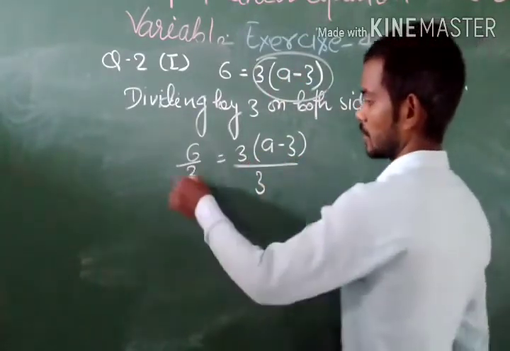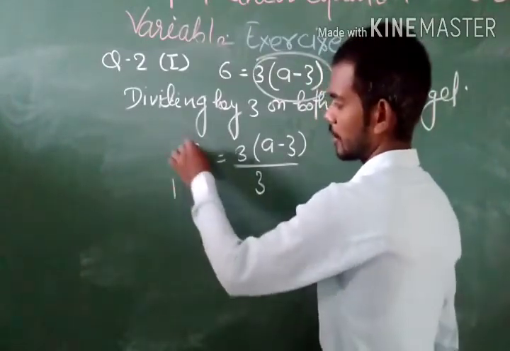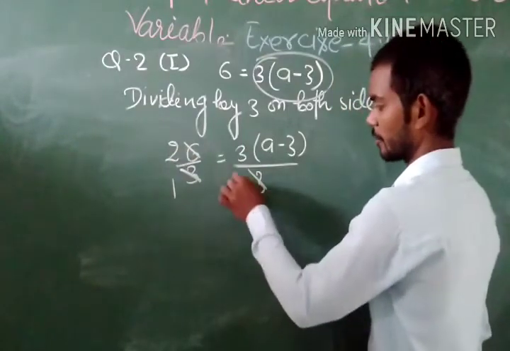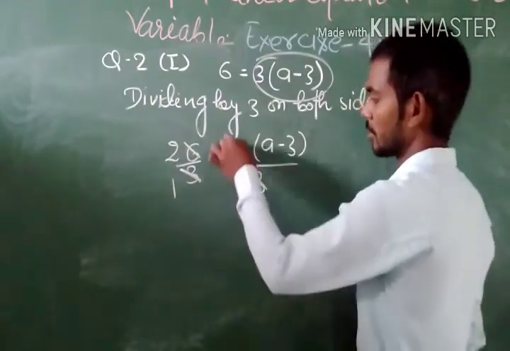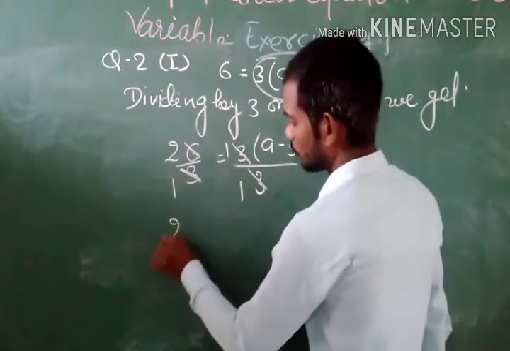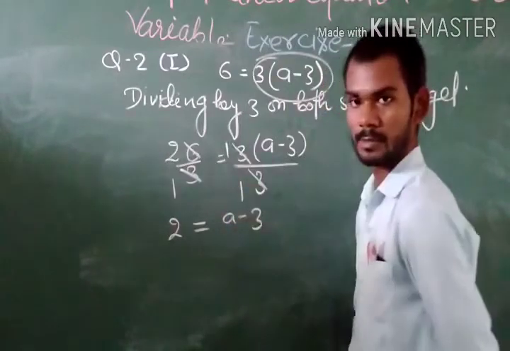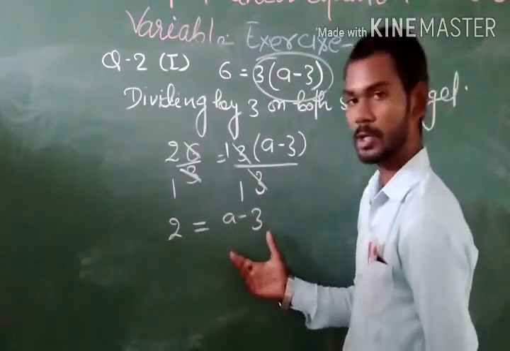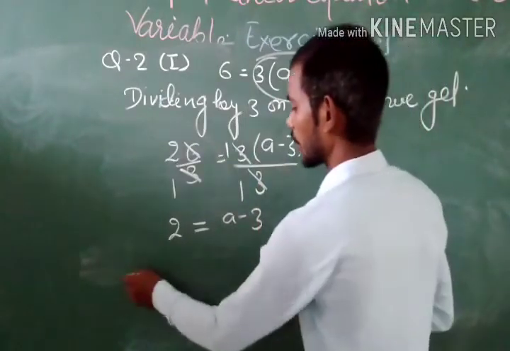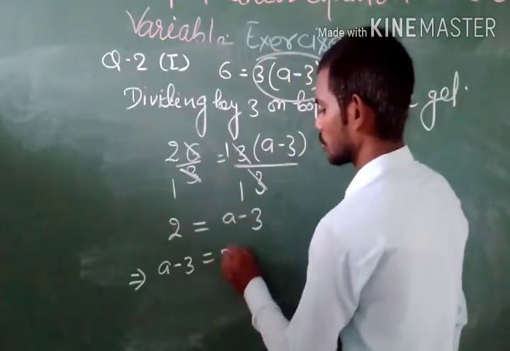Now we have 3 multiplied by 1 is equal to 3, and 3 multiplied by 2 is equal to 6. So we have 2 is equal to a minus 3. Now this equation becomes like our previous equation. So we can also write this equation like this: a minus 3 is equal to 2.